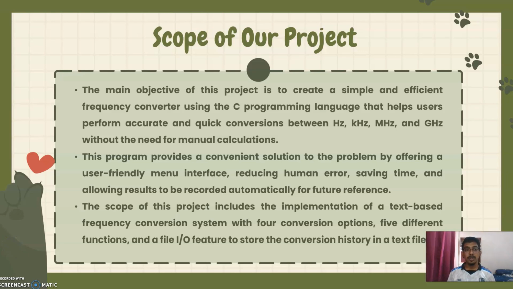Okay, now we are moving to the next slide, which is the scope of our project. The main objective of this project is to create a simple and efficient frequency converter using the C programming language that helps users perform accurate and quick conversions between hertz, kilohertz, megahertz, and gigahertz without the need for manual calculation. This program also provides a convenient solution for the problem by offering a user-friendly menu interface, reducing human error, saving time, and allowing results to be recorded automatically for future reference.